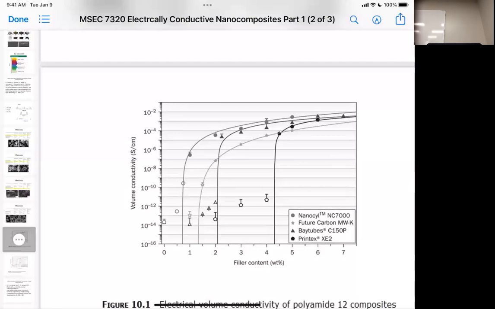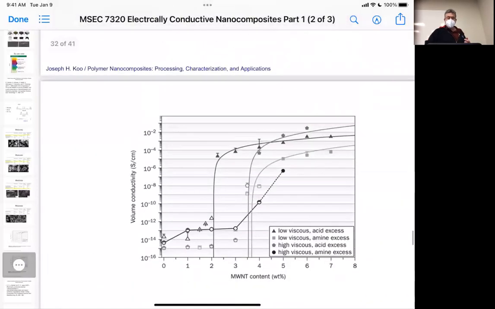But what they also did was something cool. They said, well, obviously the tubes are not dispersing as well as they should. So they did a study where they changed the process they were using to see if they could enhance it. They did one with a low viscosity shearing experiment and then cast it with an excess of the acid, the carboxylic acid. They did it low with the amine in excess, high viscosity, and with acid and amine.